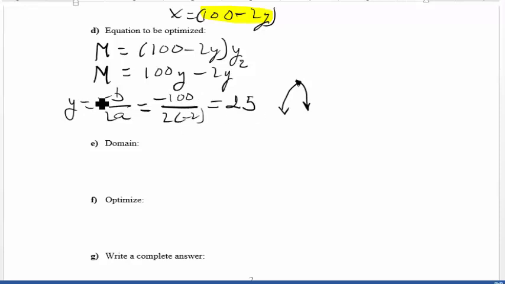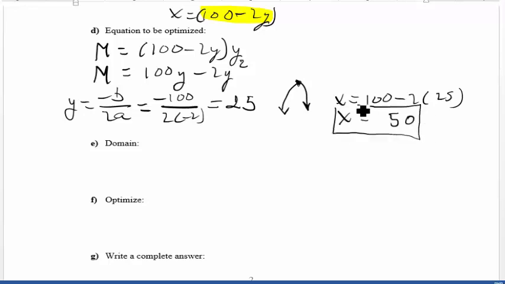So if we know that y equals 25, and we know that x equals 100 minus 2 times y, which is 25, we know that x equals 100 minus 50, which is 50. So there's basically our solution. The two numbers that we have are y, which is 25, and x, which is 50.